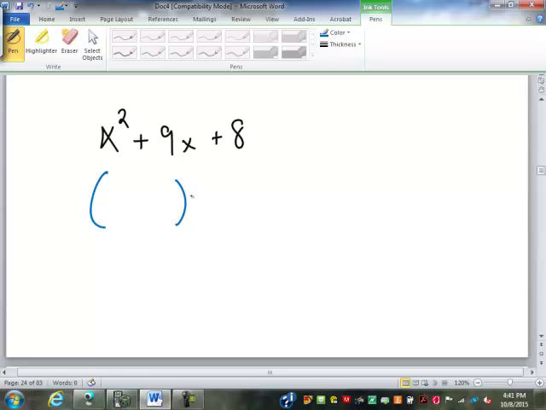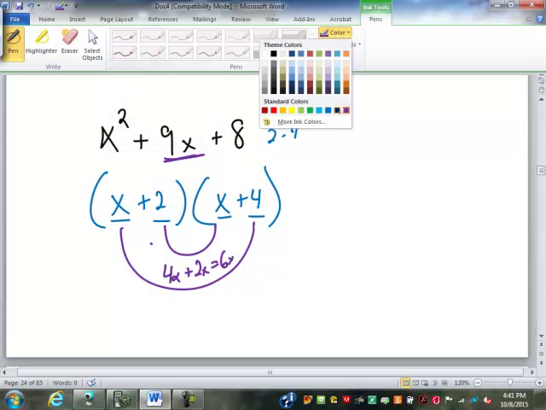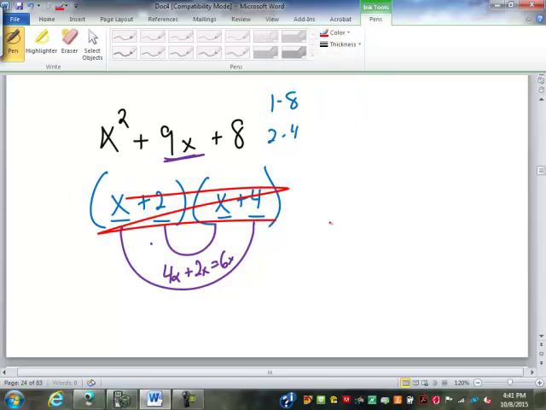So we're going to try to do this reverse multiplication again. X times x to make x squared. Now 8, we either have 1 times 8 or 2 times 4. Let's try 2 times 4. On the outside, x times 4 is 4x. On the inside, 2 times x is 2x. Adds up to 6x. Is that what we want? No, it is not. So we're going to try something else.